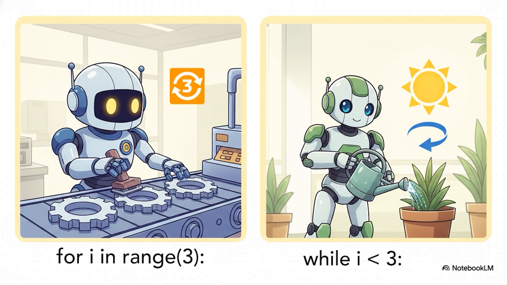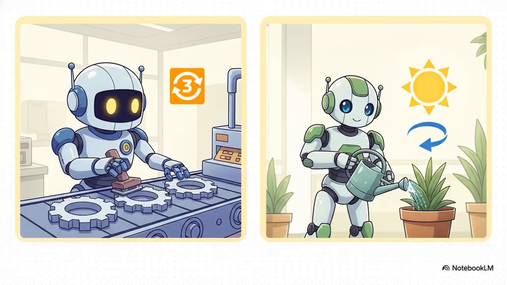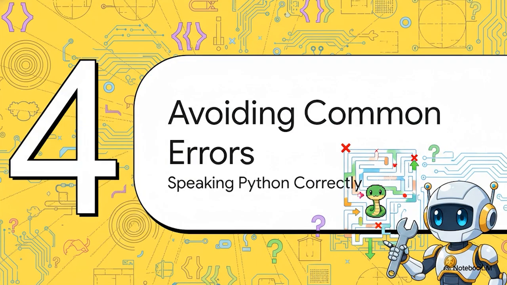On the right, we have the while loop. This one is different. It keeps going and going as long as its condition is true. In this case, it runs as long as the variable i is less than 3. This is what you use when you don't know how many repeats you'll need, you just know the condition that should make it stop.